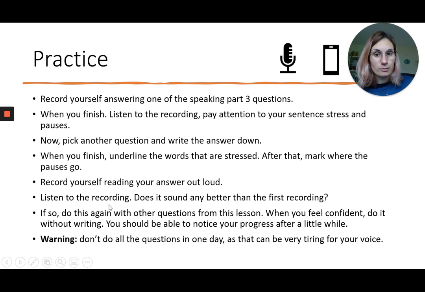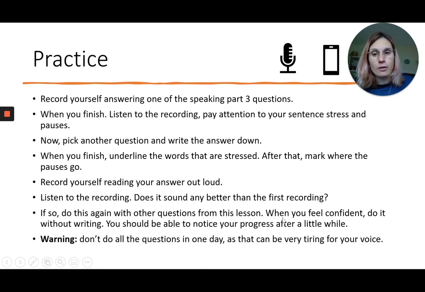Listen to the recording and check if you sound any better than in the first recording. Does your pronunciation sound more natural? Do you sound a little better than before? Are you pausing in the right places? So notice any improvements. And if you notice, oh yeah, this is much better, then do this again with other questions from this lesson.